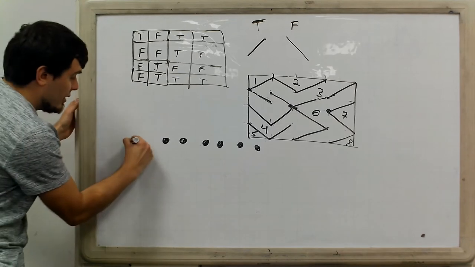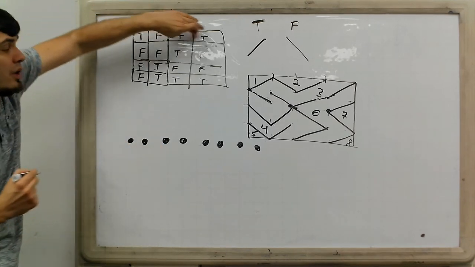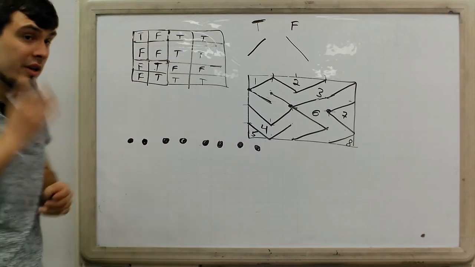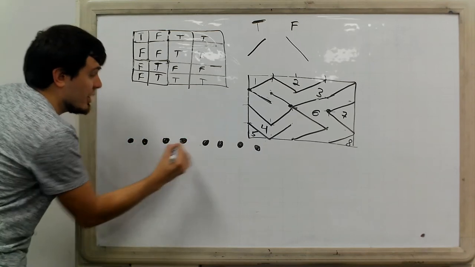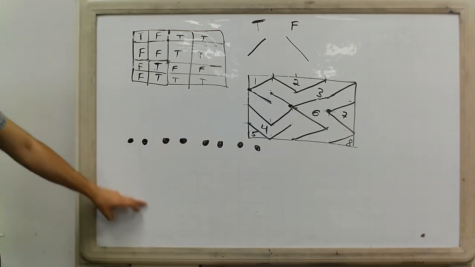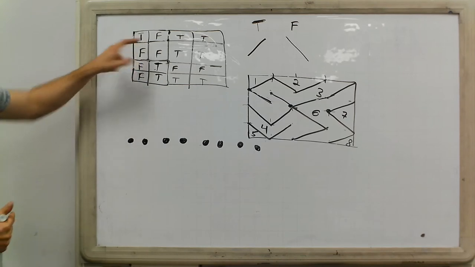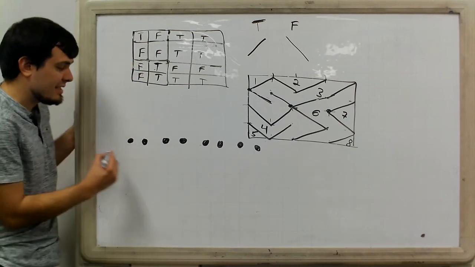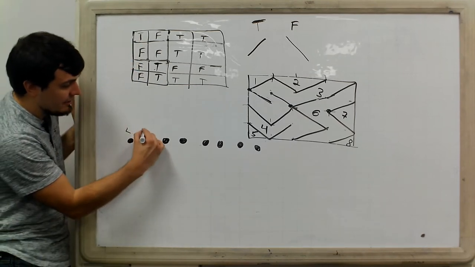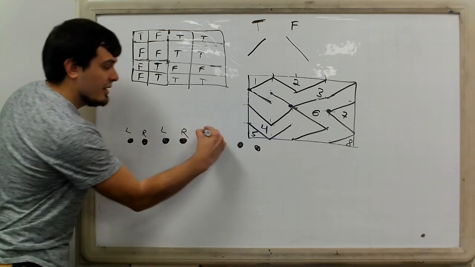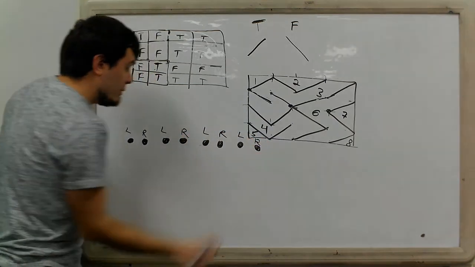Here are the four pixels at the top row. Now, what's the connectivity just within this row? This is not yet considering additional rows, but just within this row, it's always the case that this is a left, this is a right, this is a left, this is a right, left, right, left, right. Now the right is connected to the next left.